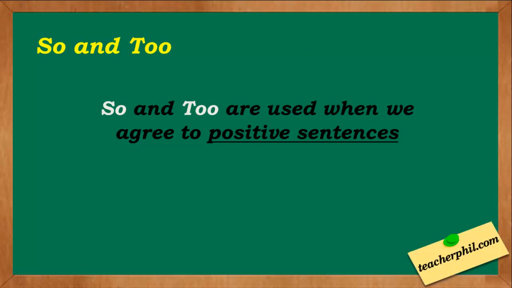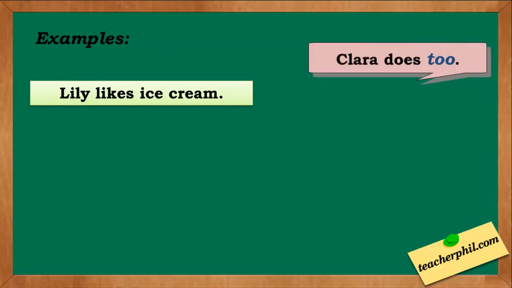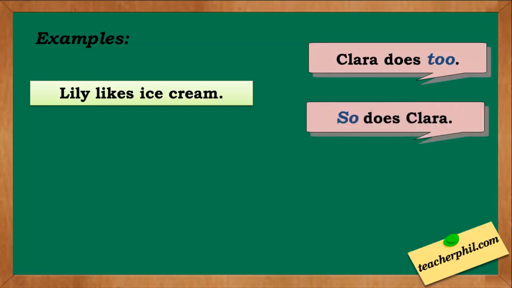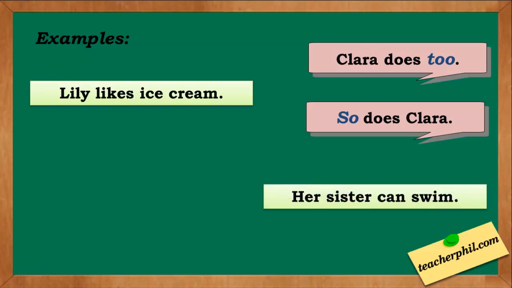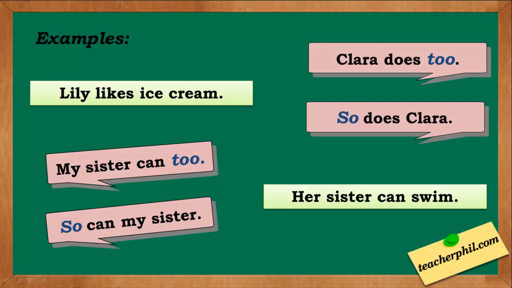So and too are used when we agree to positive sentences. And remember to take note of the word order. Examples: Lily likes ice cream. Clara does too. Or, so does Clara. Her sister can swim. My sister can too. Or, so can my sister.